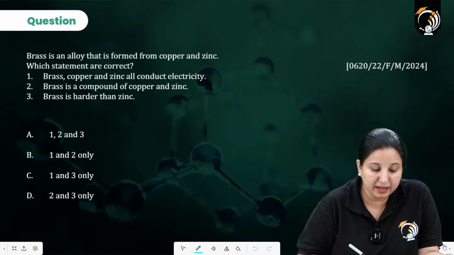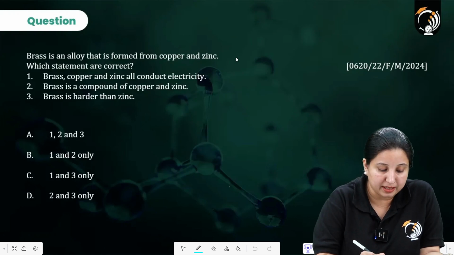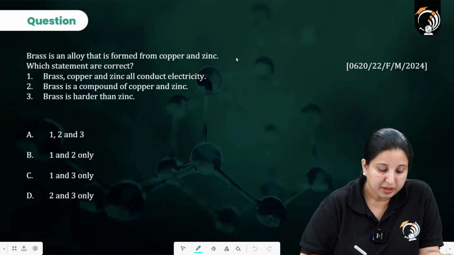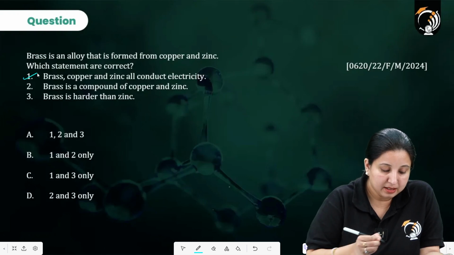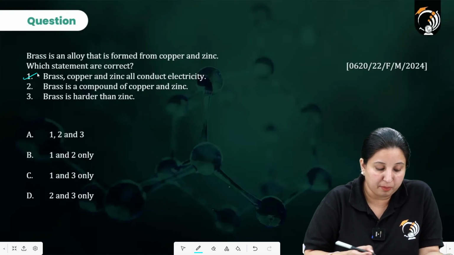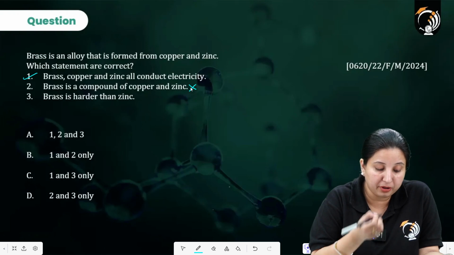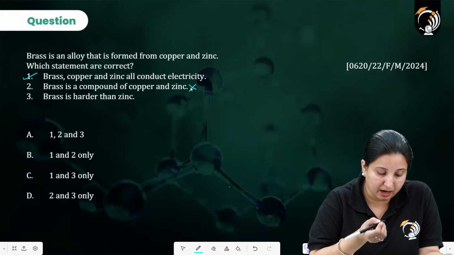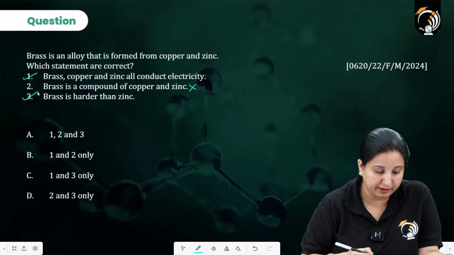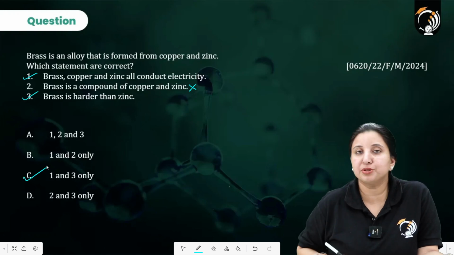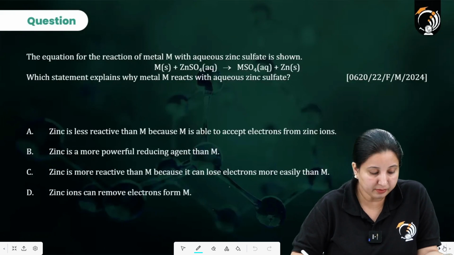Then brass is an alloy that is formed from copper and zinc. Which statement is correct? Brass, copper and zinc all conduct electricity. Yes. Brass is a compound of copper and zinc. No, it is not a compound, it is the alloy. Brass is harder than the zinc. This is also correct. So first and third, therefore option C is going to be the correct answer.